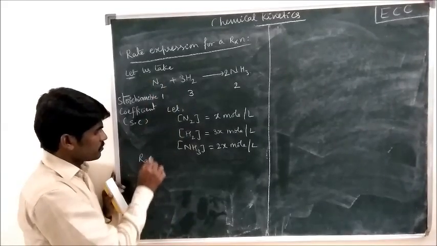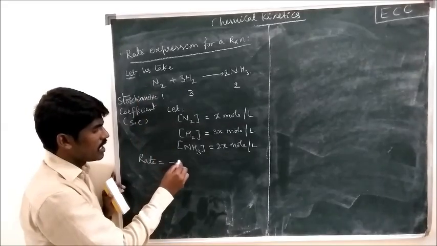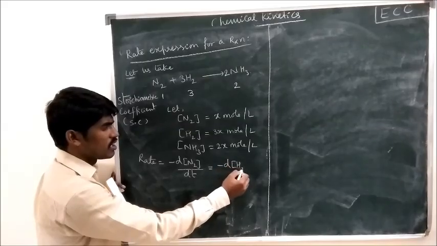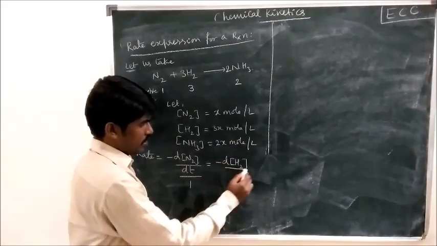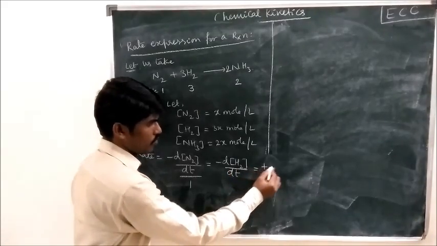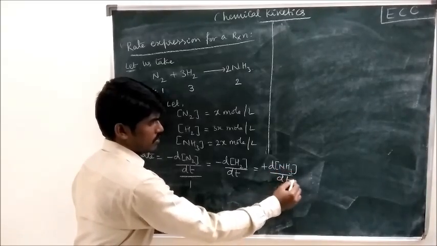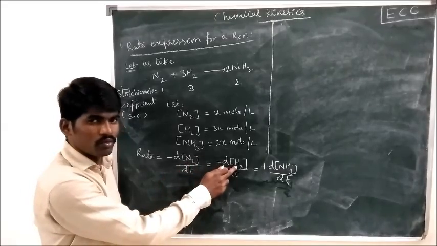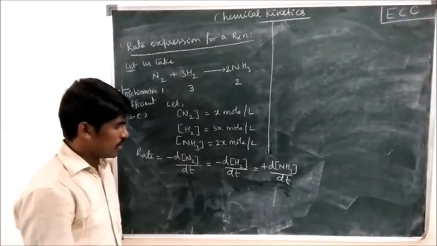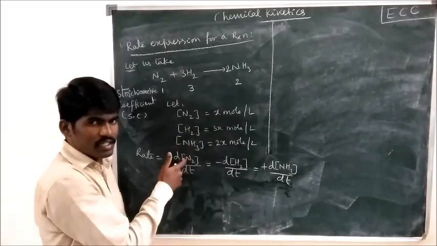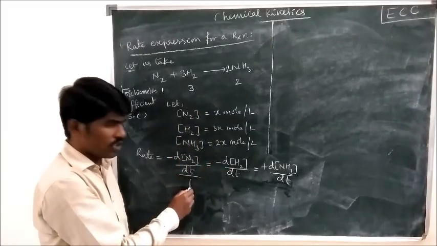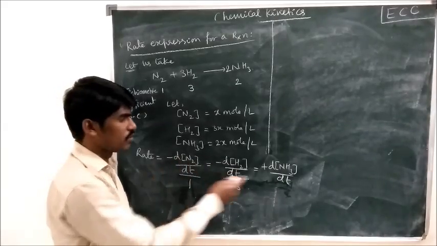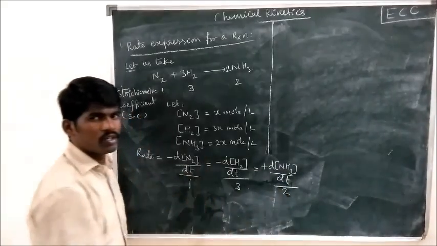Now, if we write the rate expression, what will you write? With respect to nitrogen, I will write minus dN2 upon dt, which is equal to, with respect to hydrogen, minus dH2 by dt, which is equal to plus dNH3 by dt. Now, how can I make the rate of reaction with respect to nitrogen equal to the rate with respect to hydrogen as well as with respect to ammonia? The nitrogen concentration is x, but the ammonia concentration is 2x. If I divide by 1, you will get x. If I divide by 3, because 3x by 3, it will be equal to the concentration of N2. Ammonia's concentration is 2x. If I divide by 2, it will be equal to x.